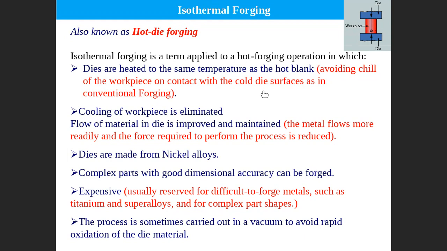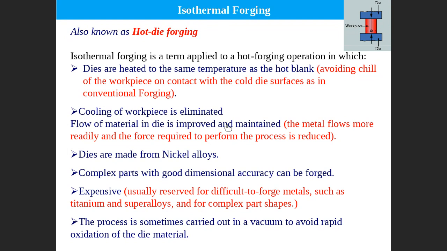You understand that, right? Then how to solve the problem? We must eliminate the gradient temperature, or different temperature, between the edges and the middle. Then what is the solution? The solution is heating up the die. You heat up the die to the same temperature, which we call isothermal forming.